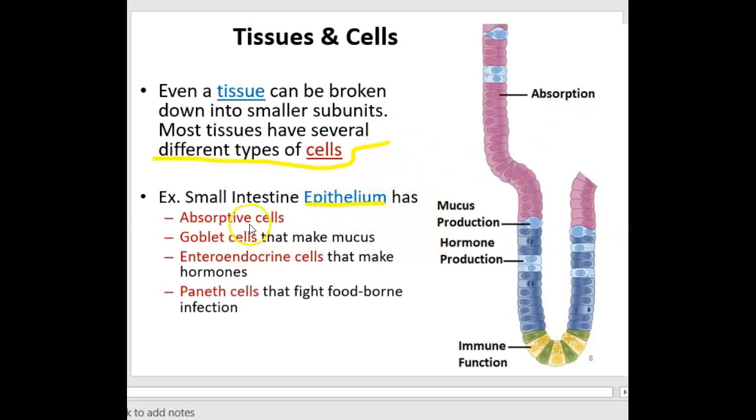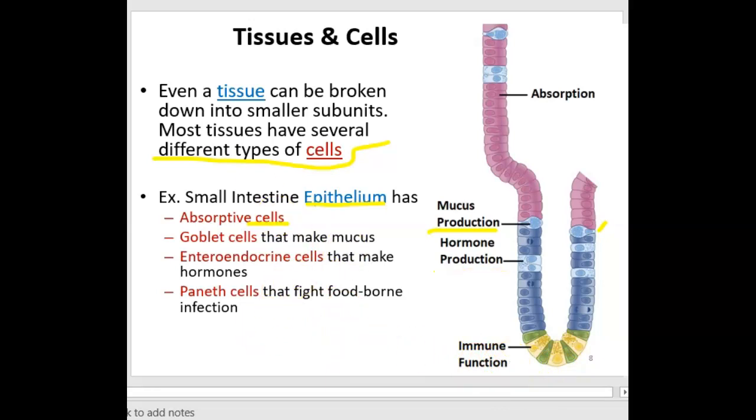There are some cells that absorb nutrients. Those are the absorptive cells that are shown in purple. There are some goblet cells. They looked like wine goblets to somebody, so they named them goblet cells. They make mucus. There are enteroendocrine cells that make hormones. And then, of course, there's some immune cells that help fight any kind of foodborne infection we might encounter. Those are called Paneth cells.